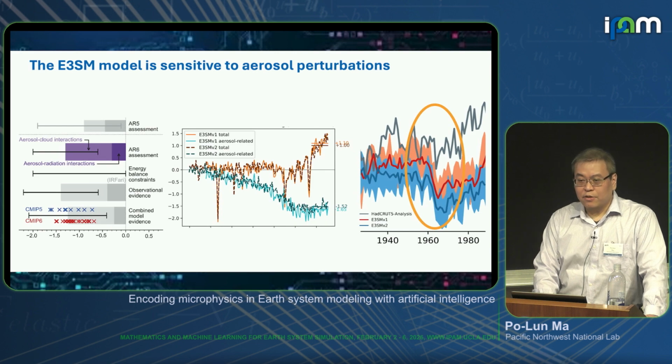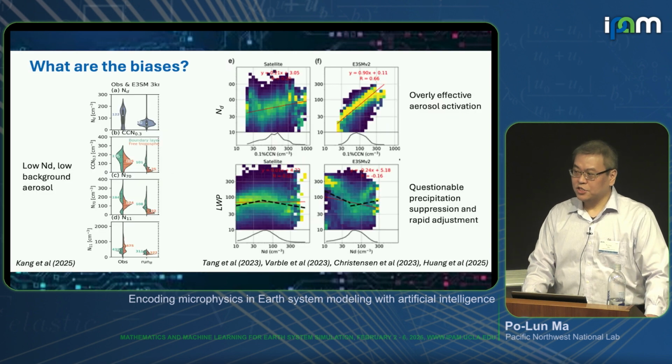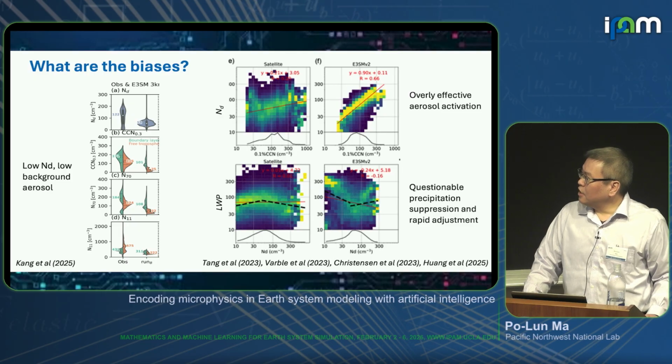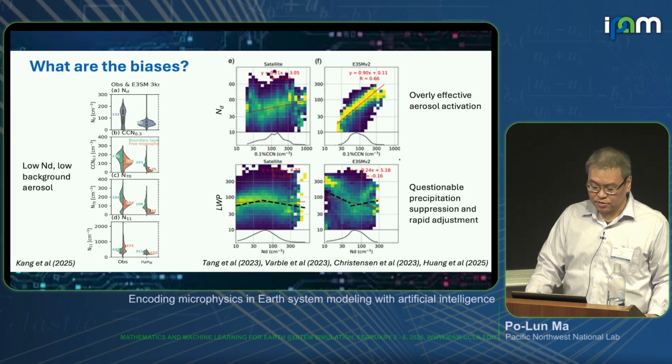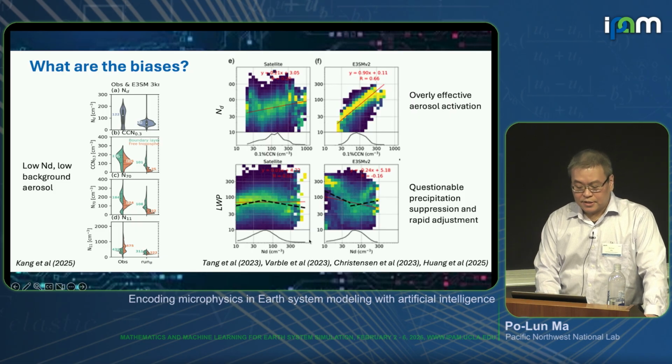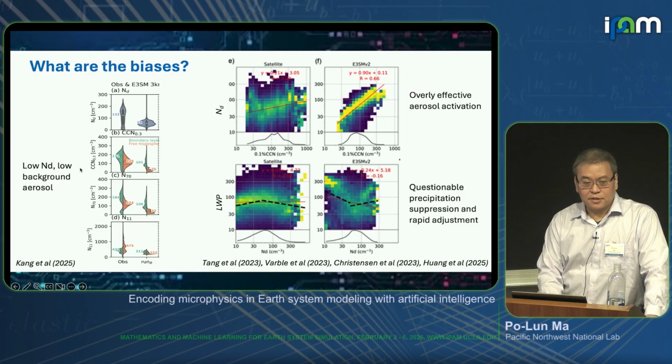So we're trying to understand why that is and what the general biases are. I'm pointing out some common biases in many Earth system models. The first one I would say is the low droplet number concentration, and that is very important here.